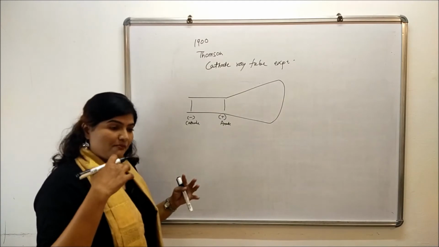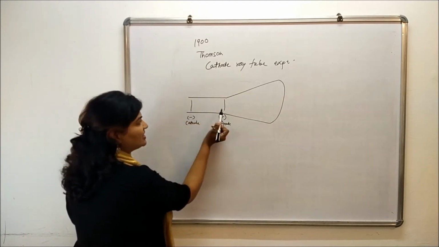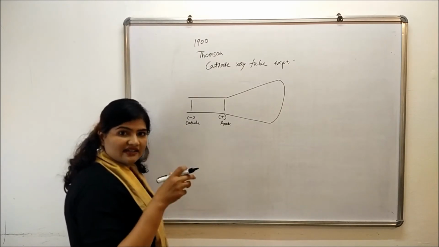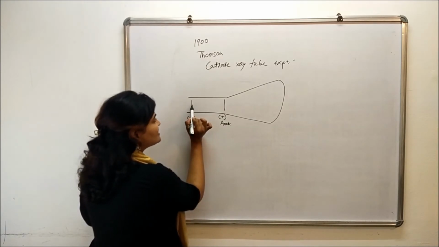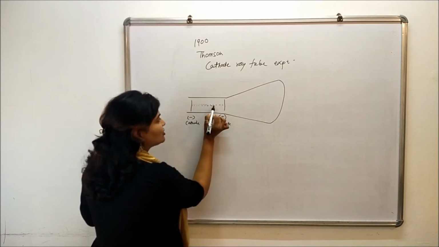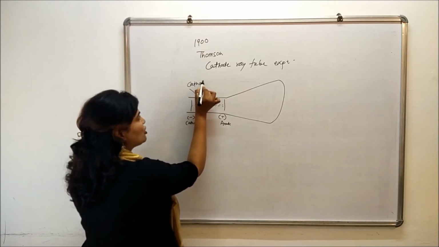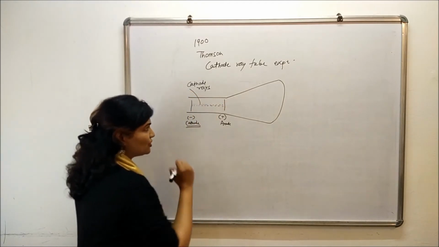Now he managed to get high voltage current between these two electrodes. Because of that current, because of that high voltage, rays of particles started from this cathode, and as these rays of particles started from the cathode, they were termed as cathode rays by Thomson. So these cathode rays originated from this cathode.